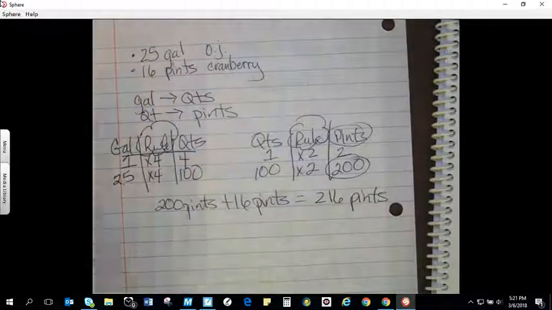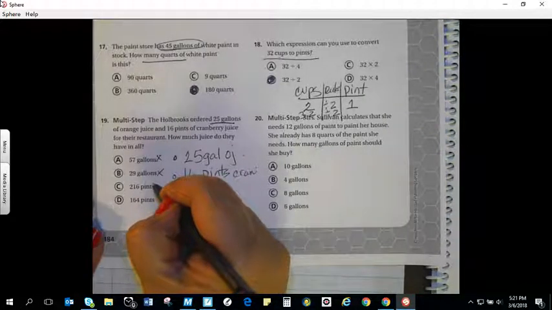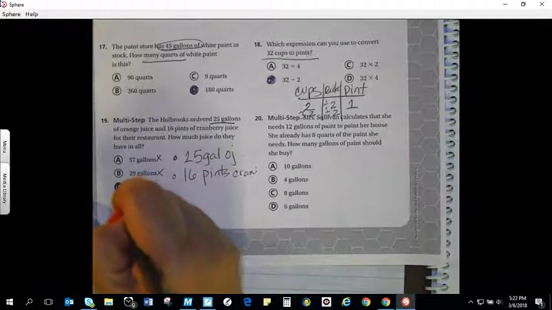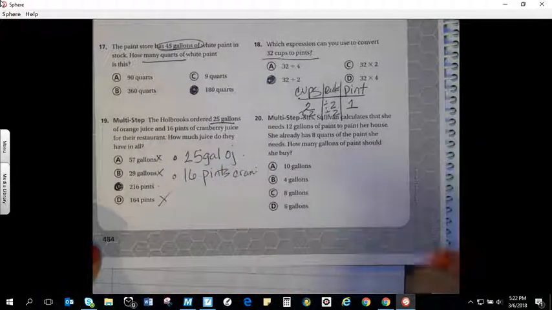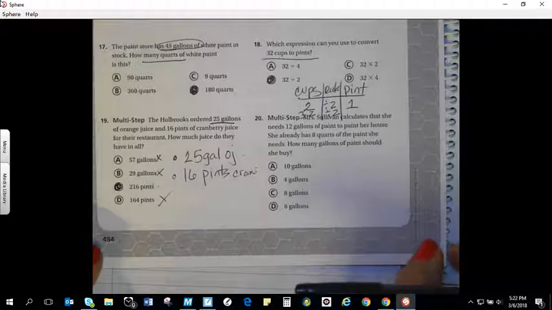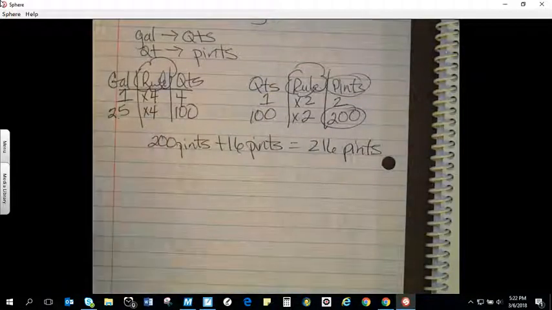Okay, I'm going to come over here to my answer choice sheet. And here I have my 216 pints. So I didn't have that one. Okay? If you need to, go back, pause it, look at it, play it again.